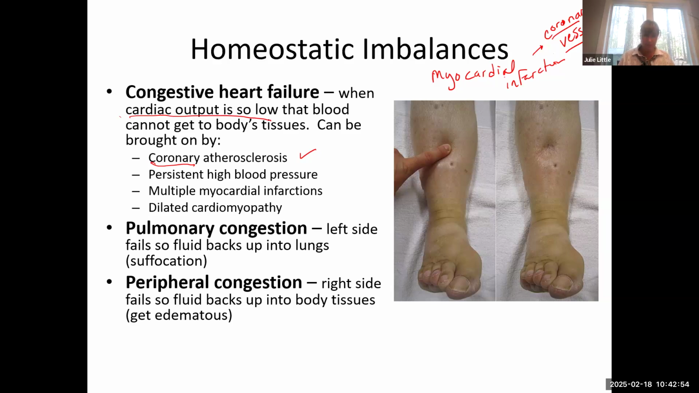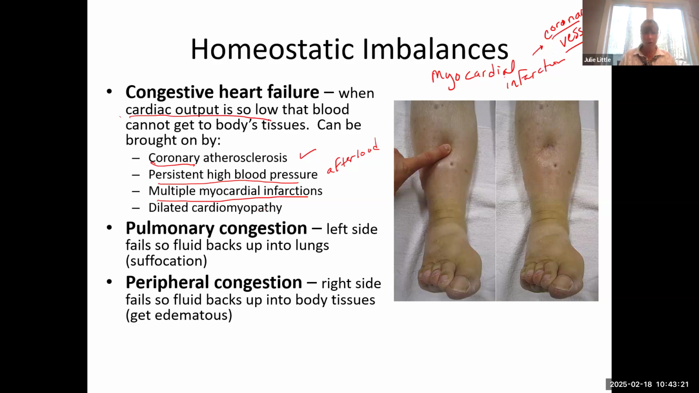If you have persistent high blood pressure, remember this is that afterload concept, then the heart has to work harder and harder and harder, so it's easier to wear it out. If you have many heart attacks, that can lead to congestive heart failure. Basically, your heart is just not working to get the tissues the blood that they need.